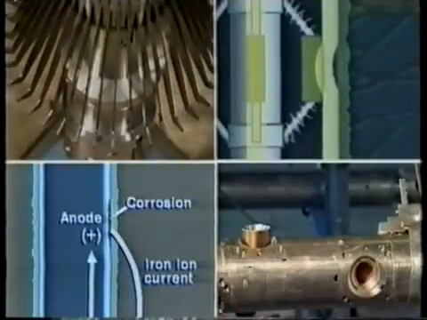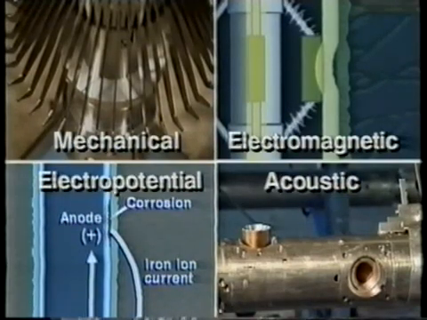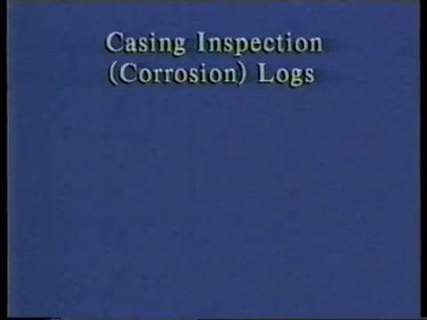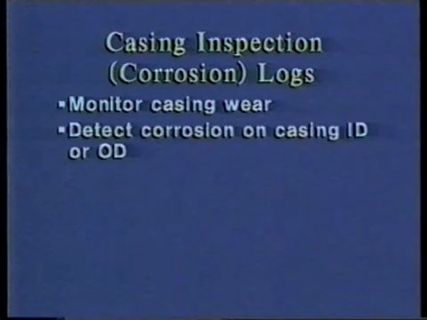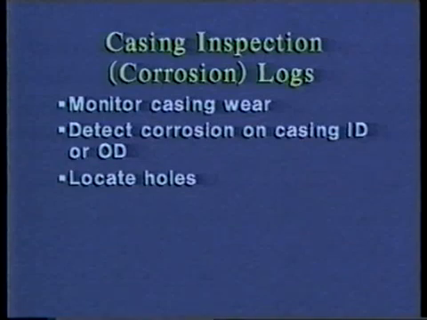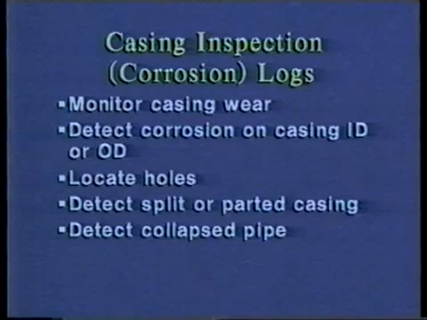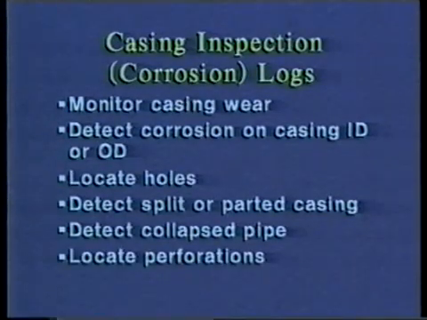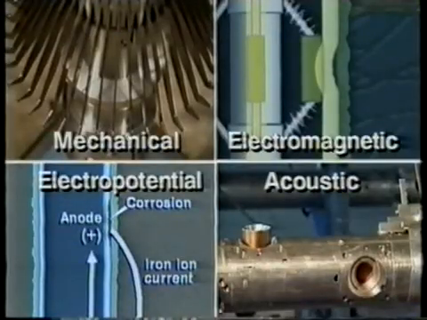Now let's consider the second major category of well integrity logs, the casing inspection or corrosion logs. These logs include mechanical, electromagnetic, acoustic, and electropotential measurements. They are used to monitor pipe wear caused by continued drilling operations, detect corrosion on the inside or outside surfaces of the pipe, locate holes and pits, detect split or parted pipe, detect collapsed pipe, locate perforations, and detect electrochemical corrosion.